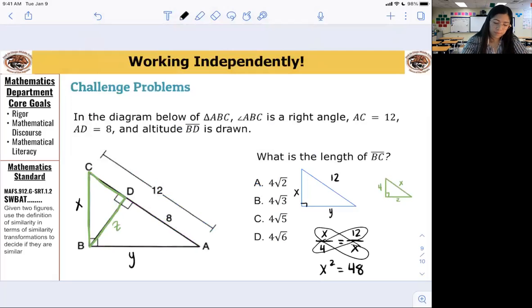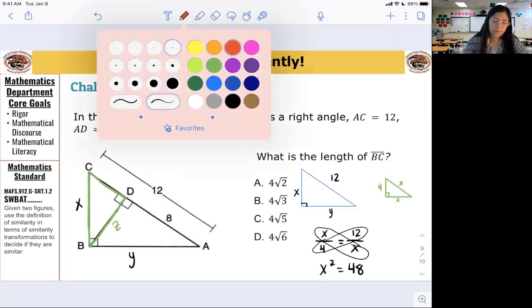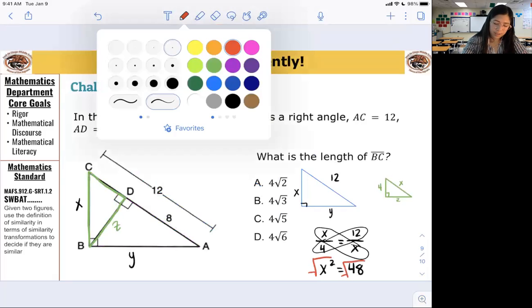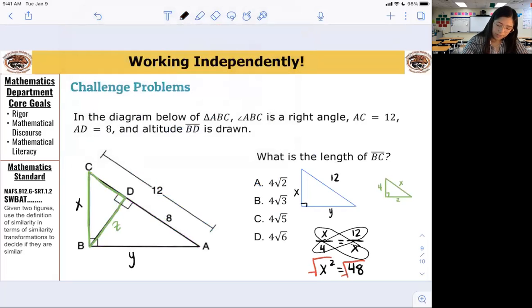Take the square root. Not dividing by 2, the square root. Square root of 48. The square root of 48 can be rewritten as what?